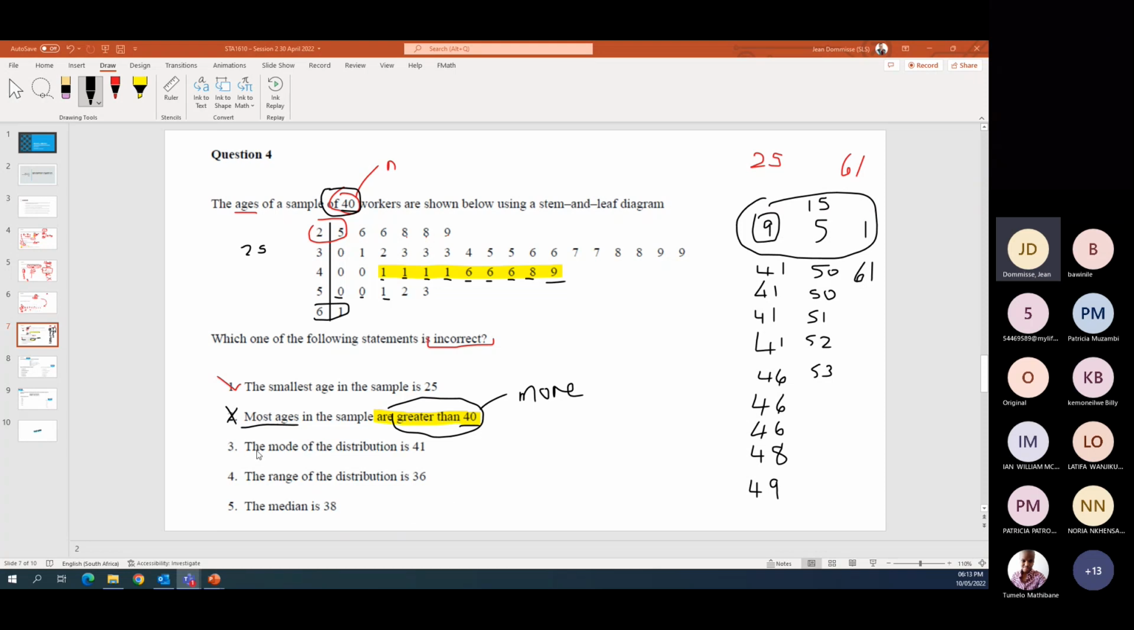Okay, so let's look at the next one. The mode of the distribution. It's actually only in chapter 3 that we do mode. Mode is the number that happens the most. So let's take all of this away and let's see which number happens the most.